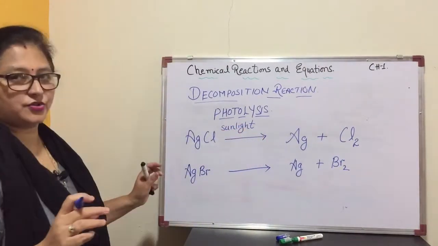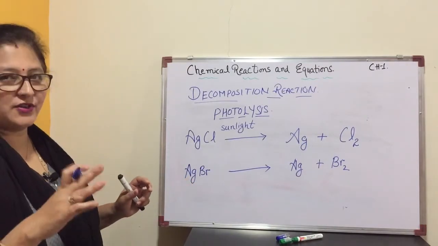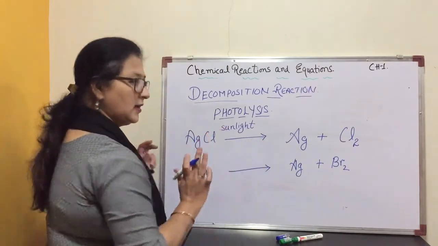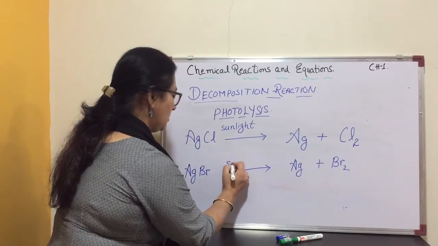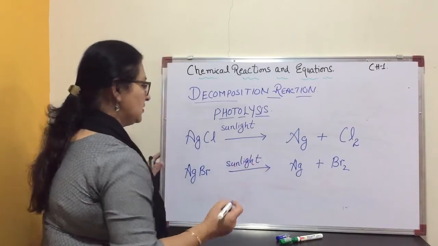In a chemical reaction, whatever is the catalyst or whatever is the temperature, the pressure, everything you have to write on the top of the arrow or below the arrow. So this is all in presence of sunlight. So you have to write sunlight here.